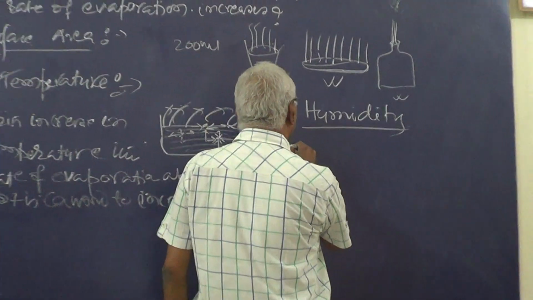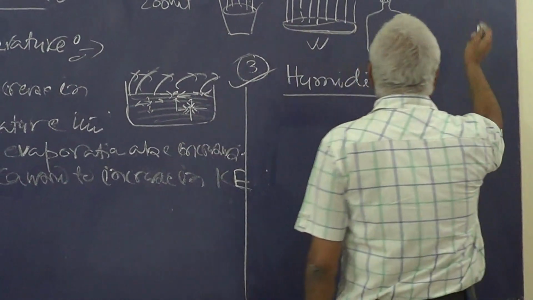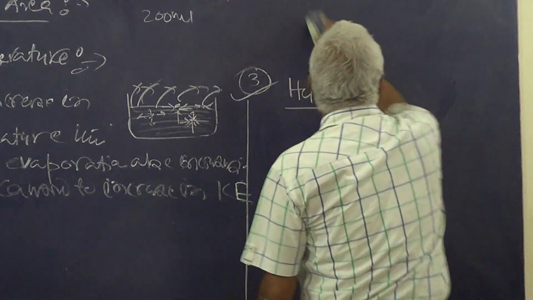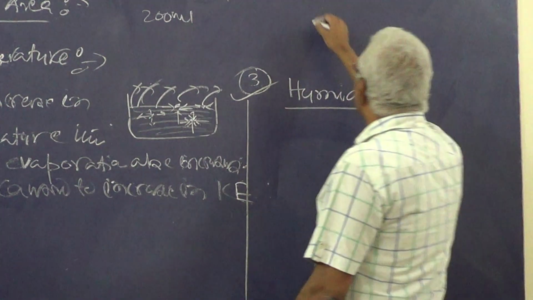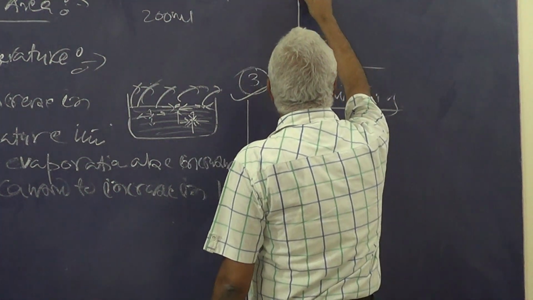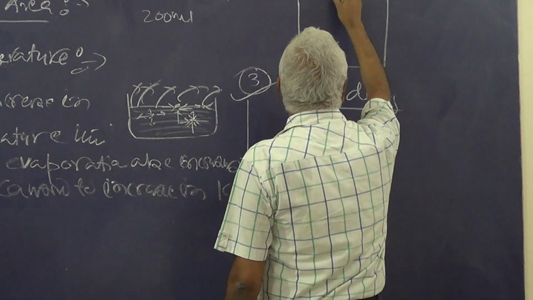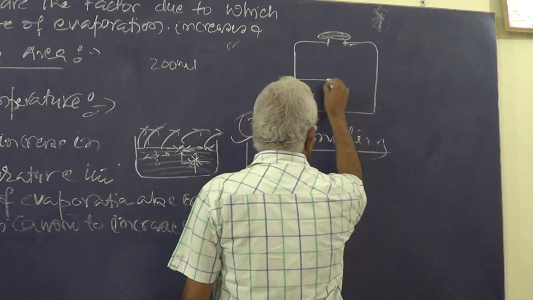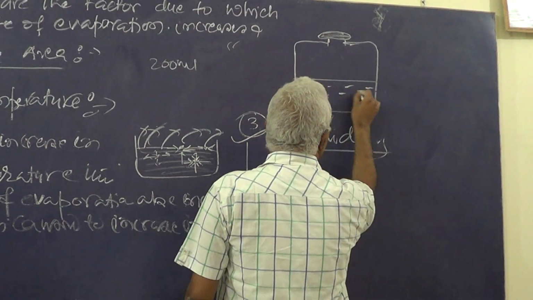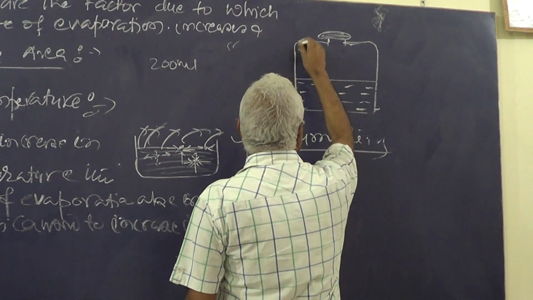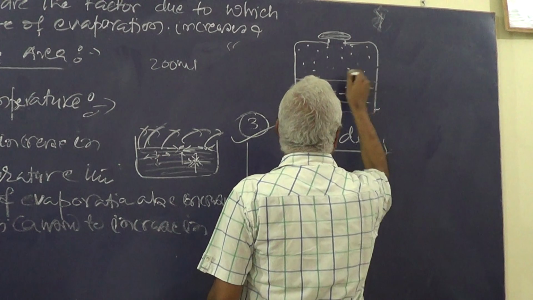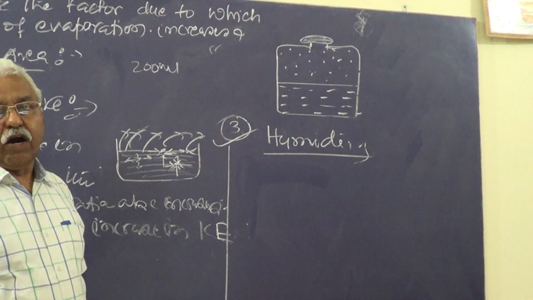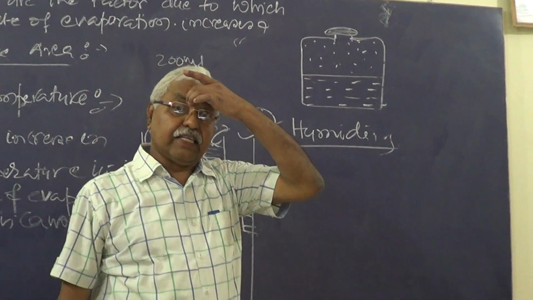Try to understand the figure from the top. It is a container. Now you have sealed it and covered it. Now your water is this much, and these are the humidity. So now let us try to understand how evaporation takes place and what the effect of humidity is.